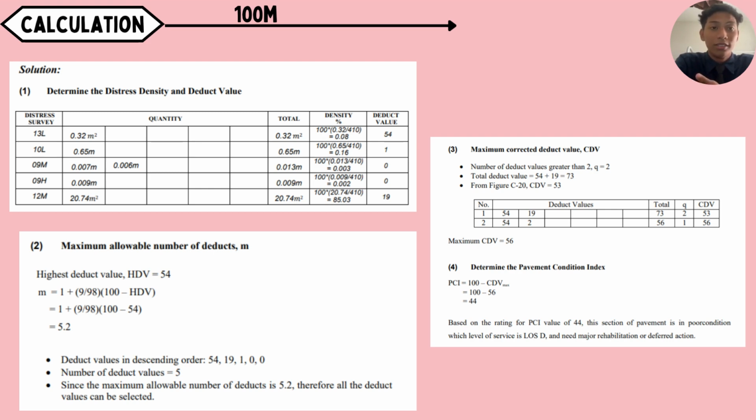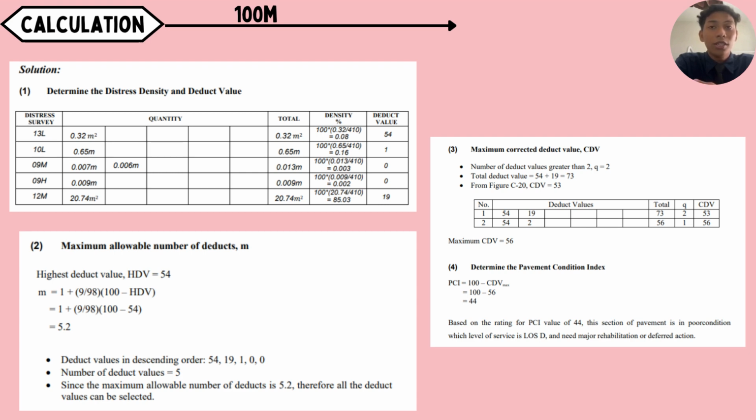To find the density, we need to use the formula 100 multiplied by the area of the pothole and divided by the area of the road. So it will be 100 multiplied by 0.32 divided by 410. So we will get 0.08. From 0.08 density, we can find the deduct value based on the graph of the pothole. So we get the deduct value is 54. The same calculation applies to the other distress surveys.